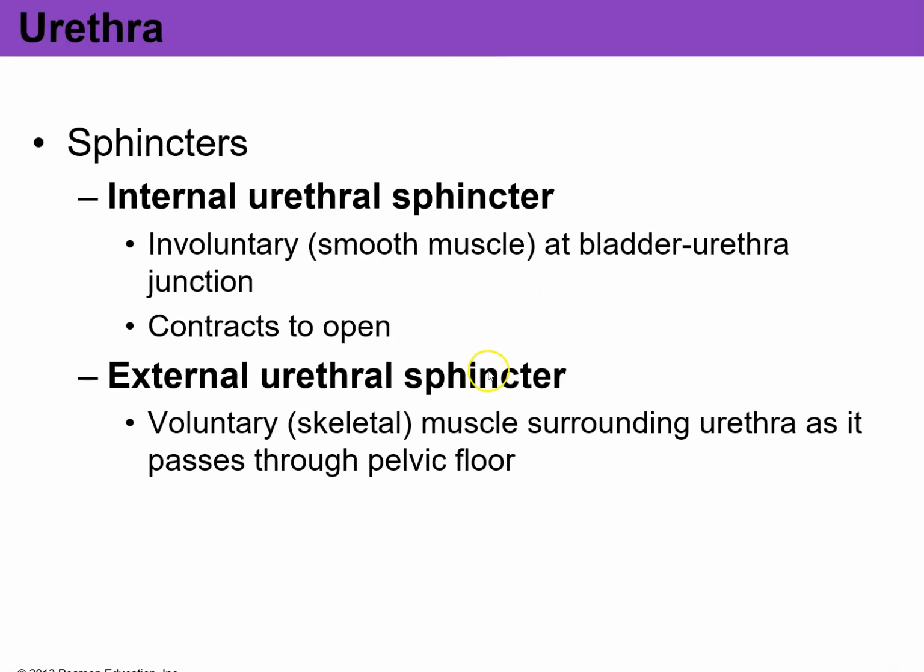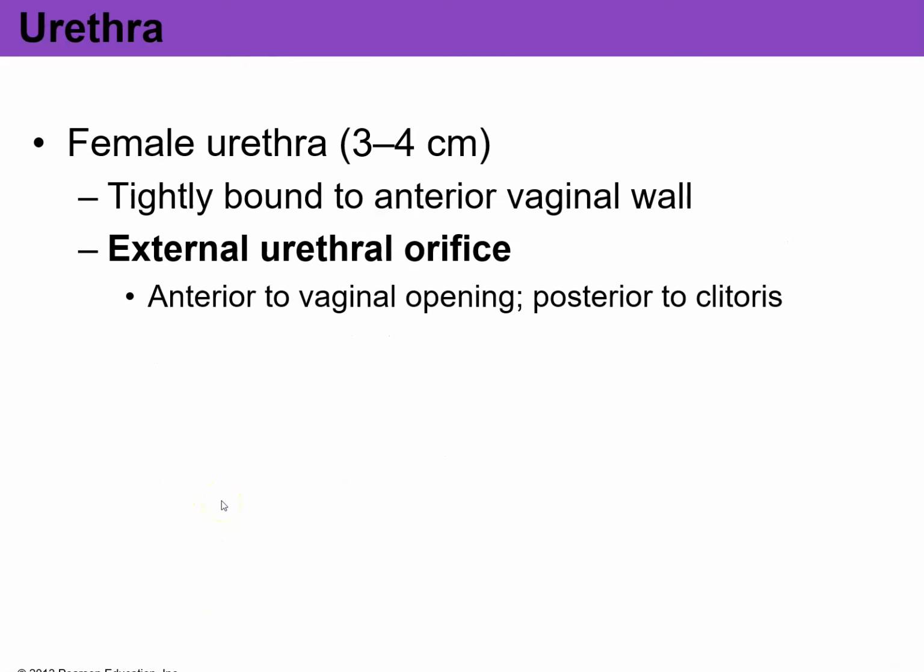There are two muscular rings around the urethra that control the movement of urine out of the bladder. The internal sphincter, as it's called, this ring of muscle, is smooth muscle, and it's controlled by the autonomic nervous system. And then the external ring or sphincter is skeletal muscle that has voluntary control. That's how you can control the timing of urination or micturition.